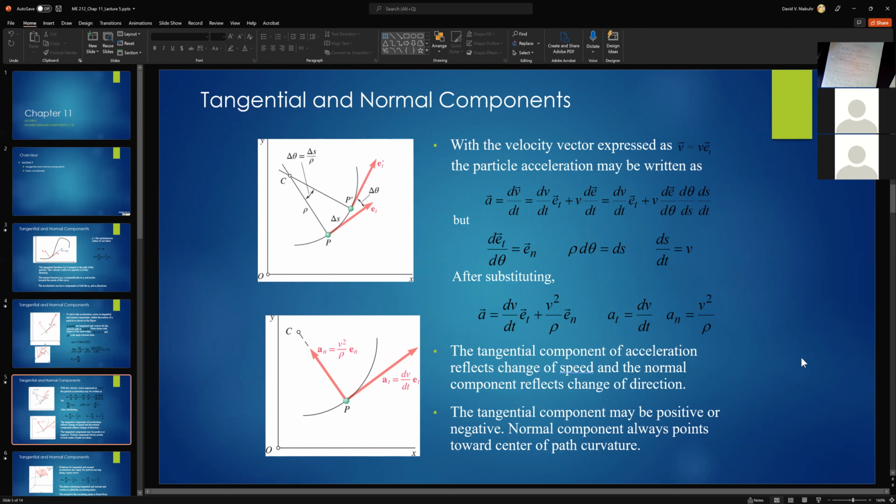This goes on, and you can see that the final result is the tangential acceleration is dv/dt, and the normal acceleration is just v squared over rho. Because you can break them apart, there might be problems where you'll have to do integration in order to solve for it.